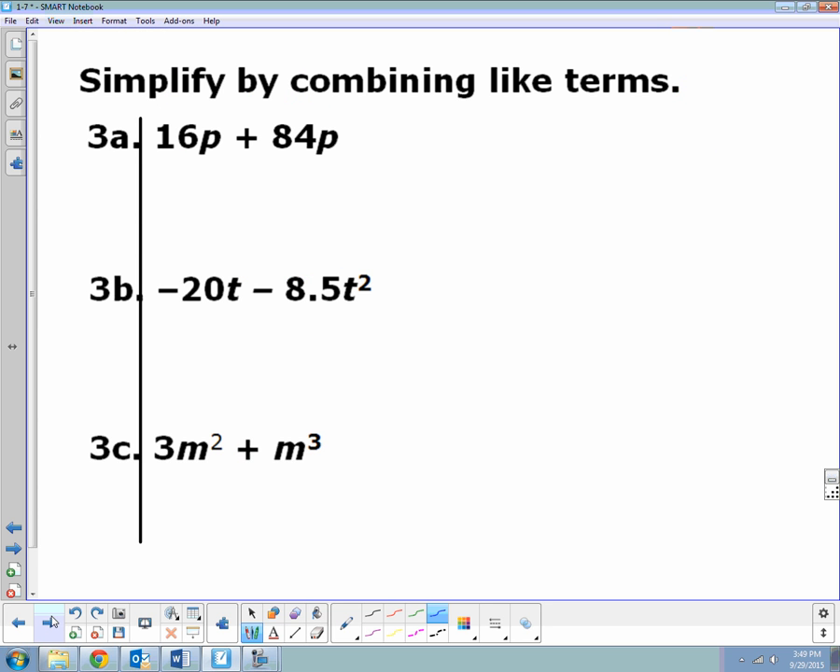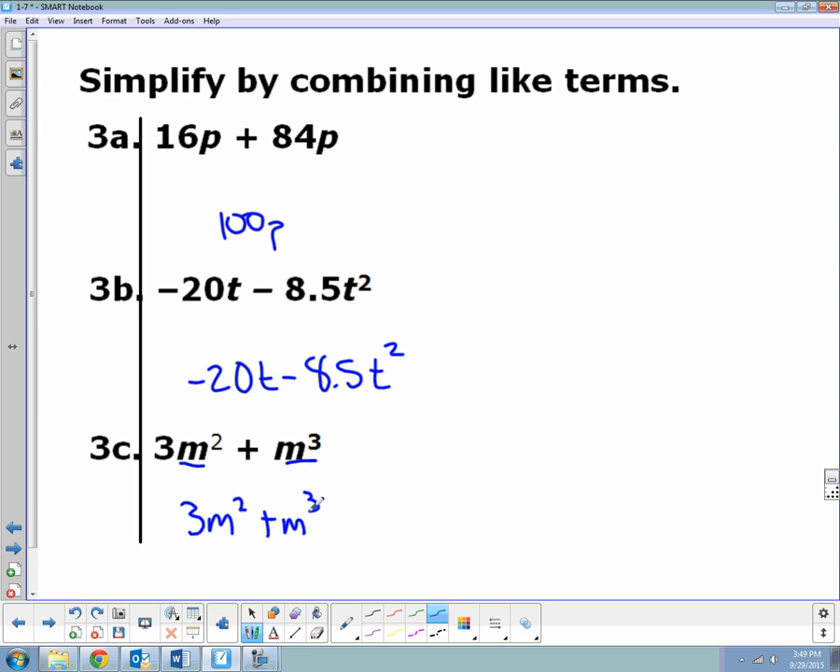Try these 3 on your own. Pause it, try them. I'm going to put the answers up. If you don't get the same answers as me, watch the linked video. Okay, for the first one you should end up with 100 p's. For the second one, we can't combine them together, so you should end up with -20t minus 8.5 t squared. And for the last one, again, not like terms, which means that we cannot combine them together. We're just stuck with 3m squared plus m to the 3rd.